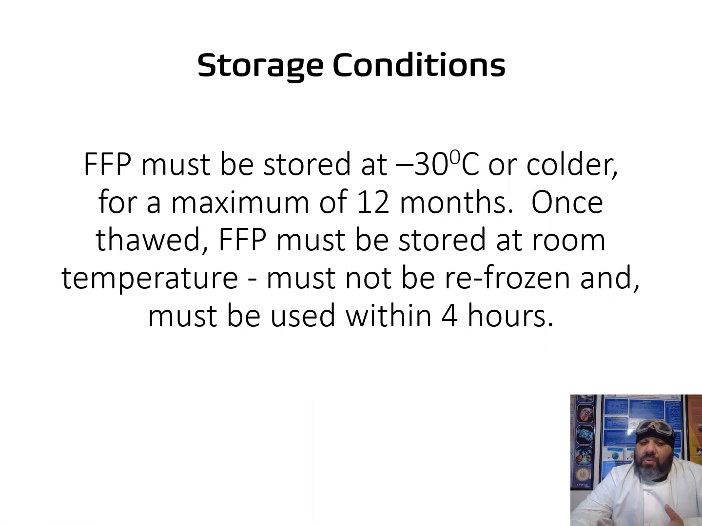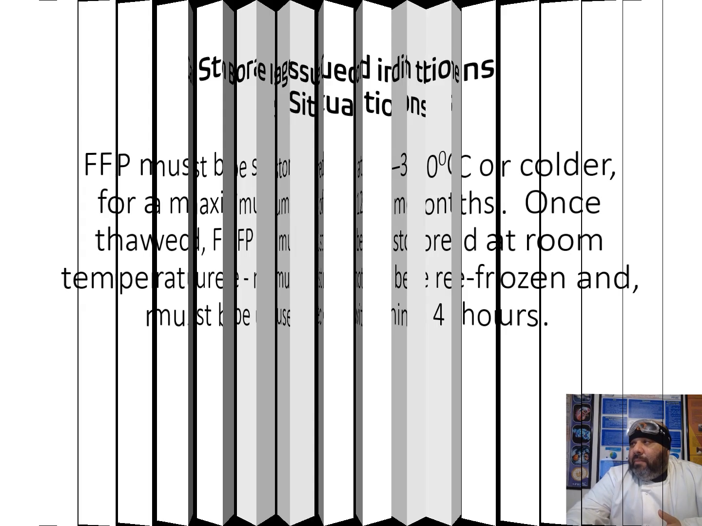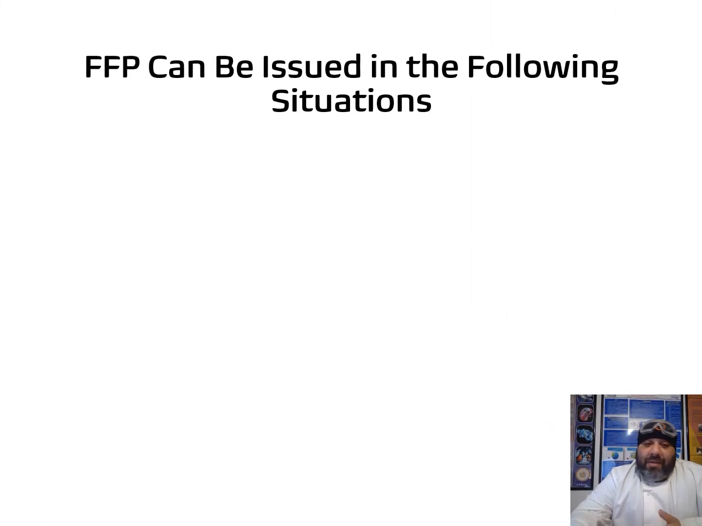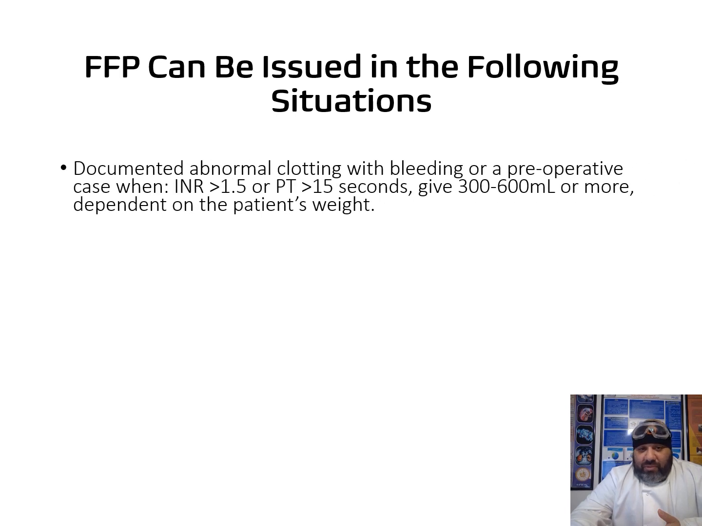In relation to storage conditions, fresh frozen plasma must be stored at -30 degrees or colder for a maximum of up to 12 months. Once thawed, fresh frozen plasma must be stored at room temperature and must not be refrozen, and should be used within 4 hours of being thawed out. And fresh frozen plasma can be issued in the following particular situations as well.